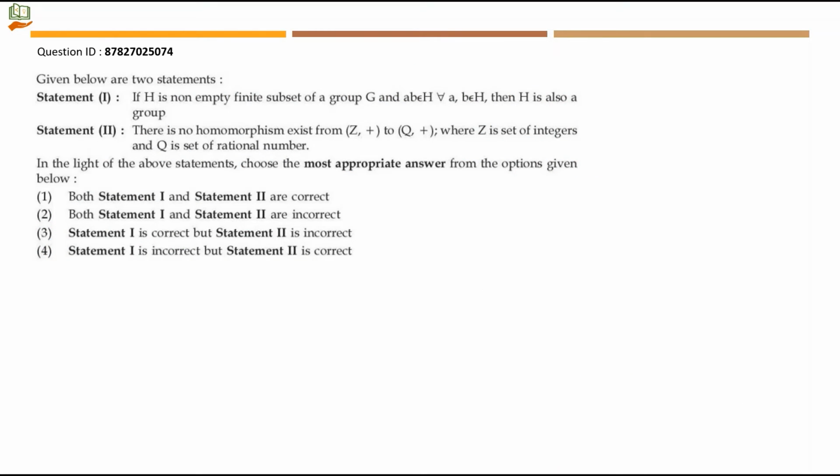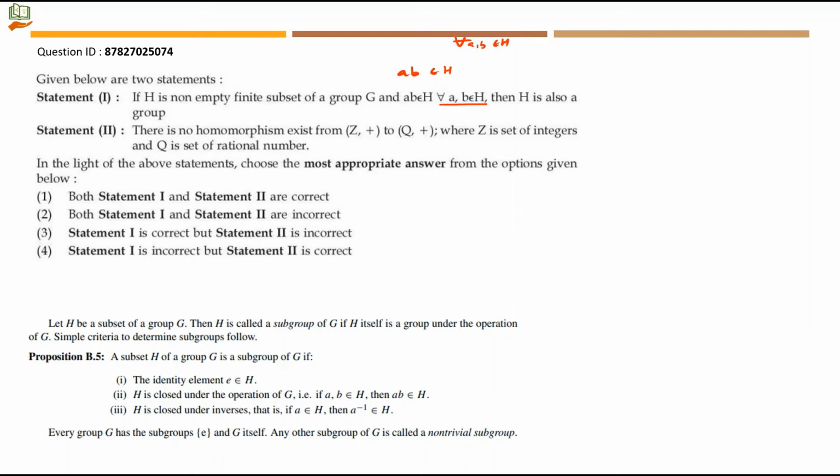Given below are two statements. Statement 1. If H is a non-empty finite subset of a group G and a·b belongs to H for all a, b that belong to H, then H is also a group. To support this, we have a part.